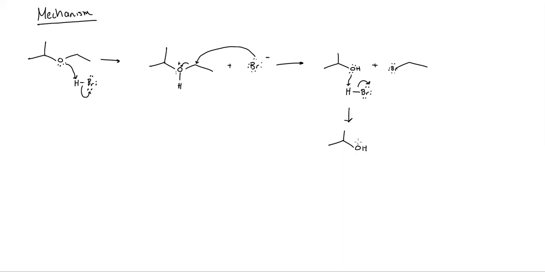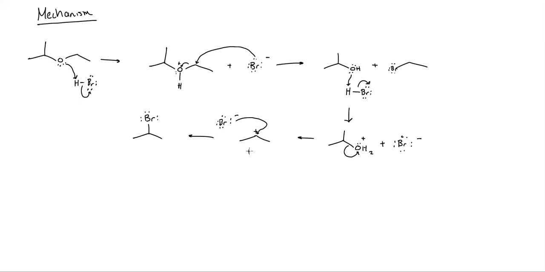Just one pair of electrons, sorry. So now, since this is a 2-degree group right here, this can just leave and follow an SN1 type of mechanism, right? So this is going to leave, and that's going to give me a carbocation. Gives me this carbocation, right? And then Br minus can come in and attack. And then that gives me my final product, which is this one.